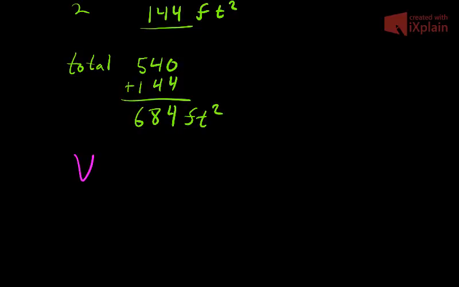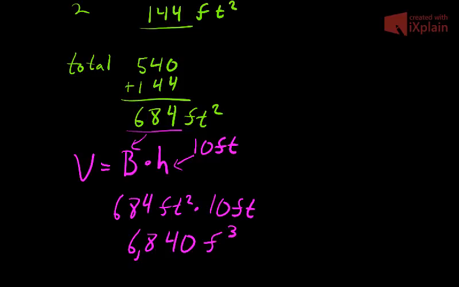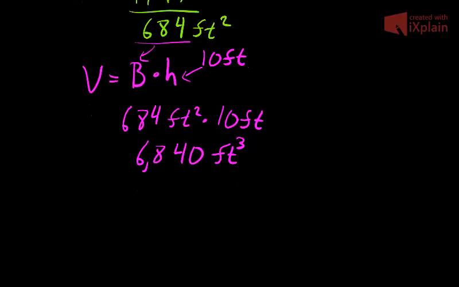Let's remember that again. Volume equals base times height. My base is going to be 684, and my height was given to me at 10 feet. So then I have 684 feet squared times 10 feet. 684 times 10 is going to be 6,840. Feet squared times feet is going to be feet cubed, which is correct for the units. We should have something cubed for the units here.